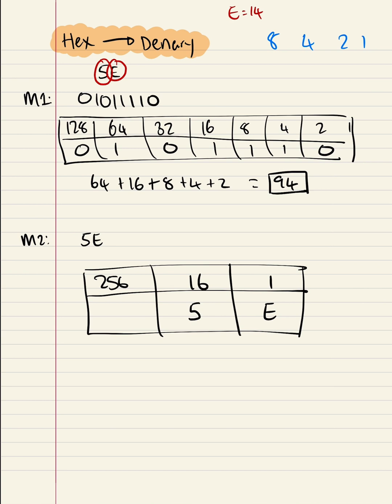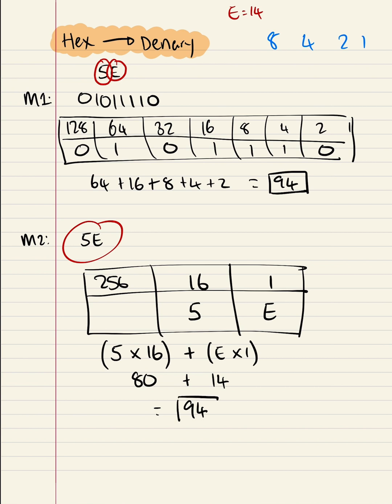So the method is you put your hexadecimal number into the table and then you just multiply out. So that will be 5 multiplied by 16. That's the first one. And we're going to add that to E multiplied by 1. And then you just solve that. So 5 times 16 is 80. And E we know is 14. So 14 times 1 is 14. And then your answer is 94.